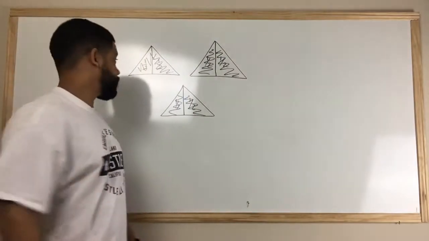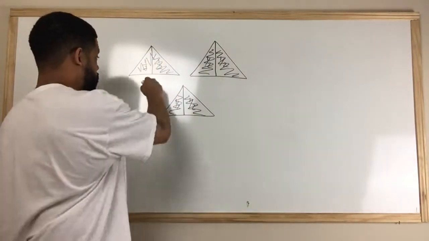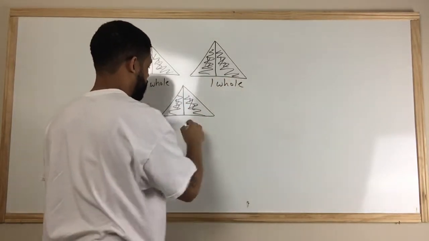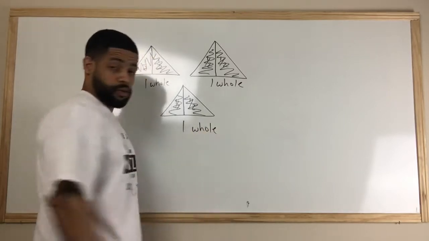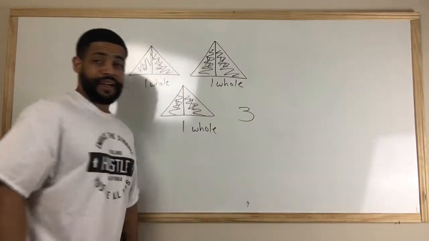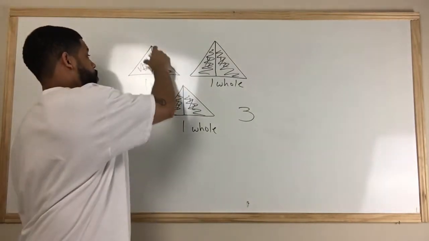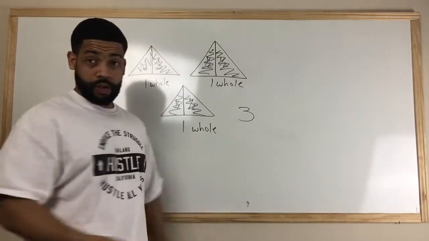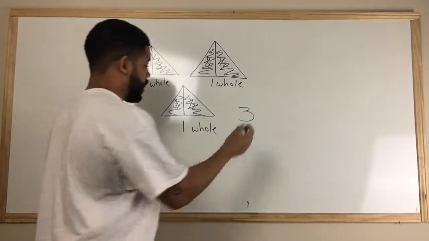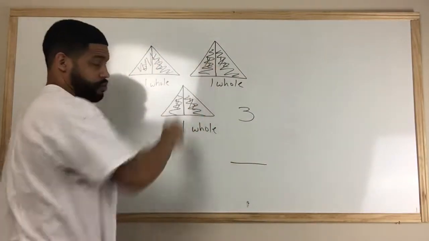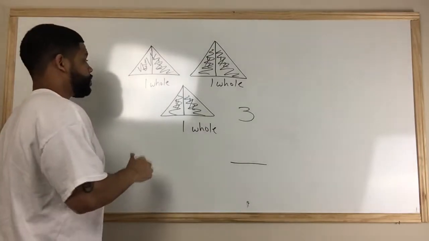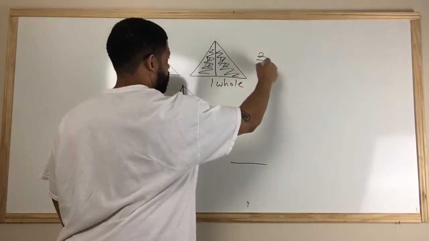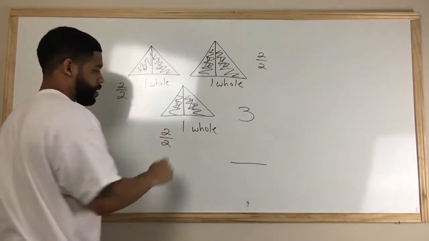So if I have this entire thing shaded in, that's 1 whole. So I have 1 whole, 1 whole, and 1 whole, which gives me 3. Now remember, we told you in the previous videos that the bottom is the total number of pieces, okay? So in this case, this is 2 out of 2, 2 out of 2, and 2 out of 2.